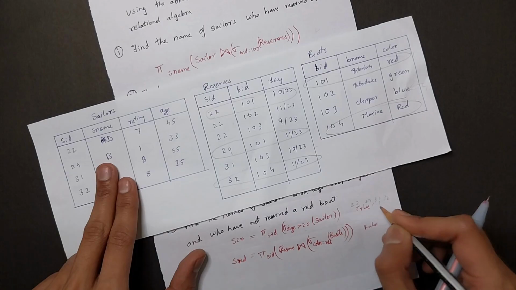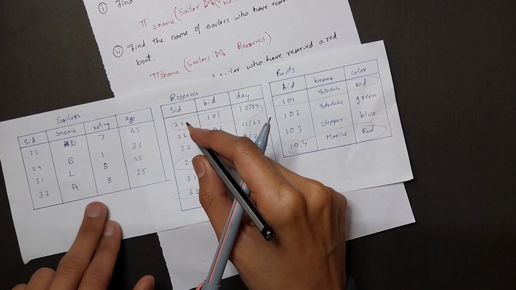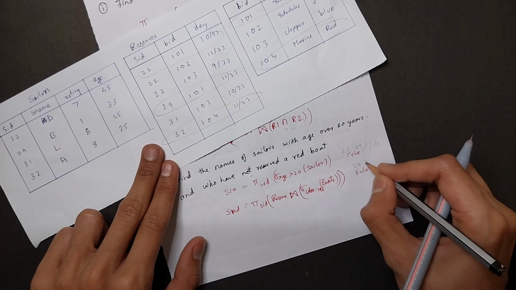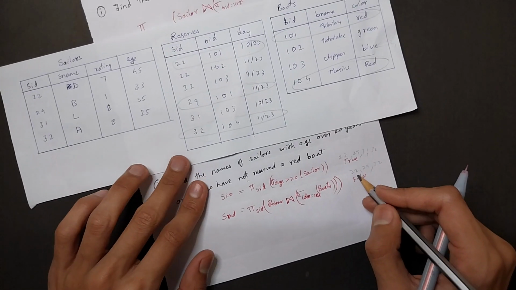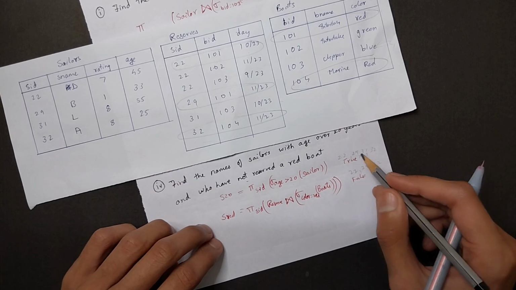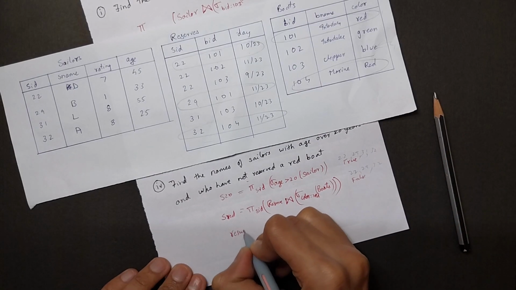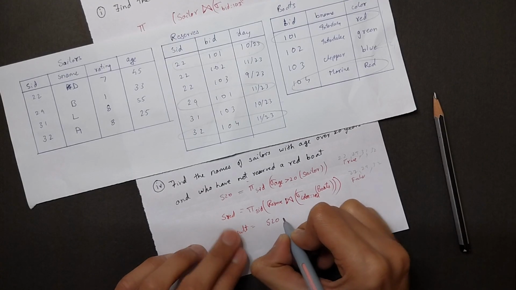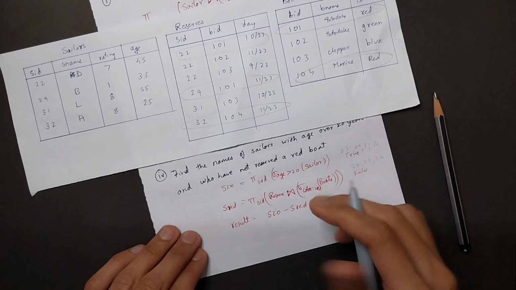This is the output of this condition. The output of the red one, finally selected, is 22, 29, 32. So this 22, 29, 32 should not be present in the result. What I need to do is minus. So my result will be the SID of S20 minus S red. This is my final output.